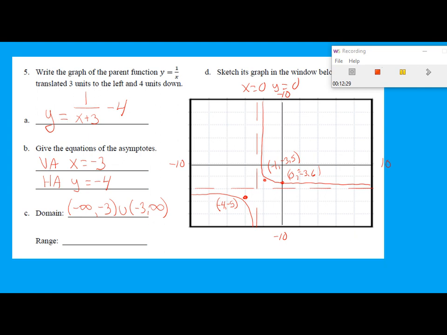My range will use everything except for that horizontal asymptote. So -infinity to -4, along with -4 to infinity. So there's a graph. That's the only one that we're going to graph on these class examples.